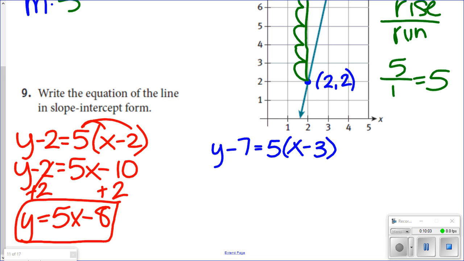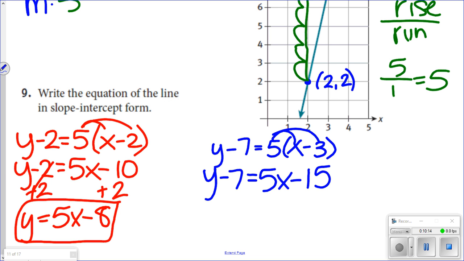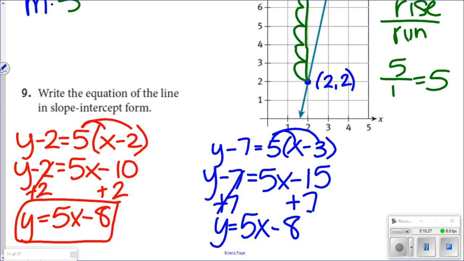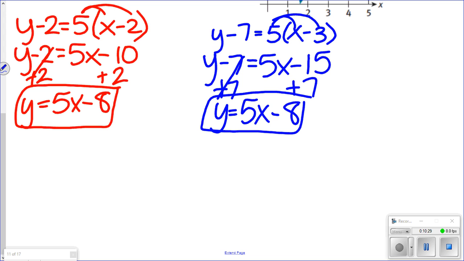All right, 3, 7, here we go. Multiply, multiply, distributing. Then I'm going to add 7, so y equals 5x minus 8. 3, 7, check your work. Hopefully you got the same thing. Y equals 5x minus 8.